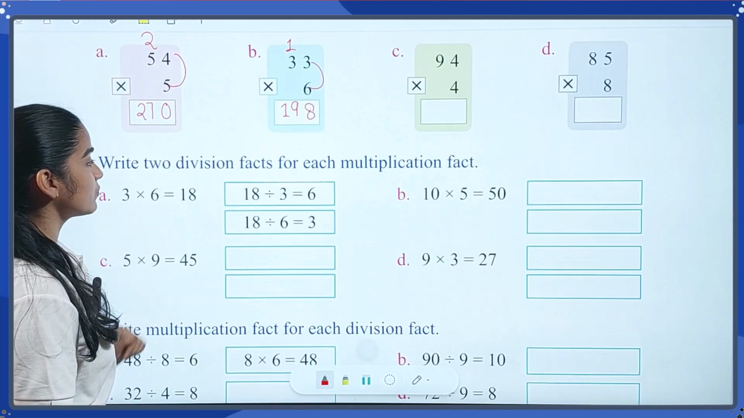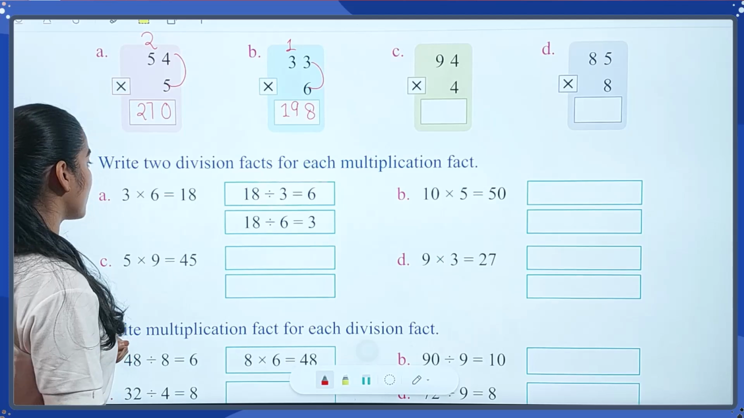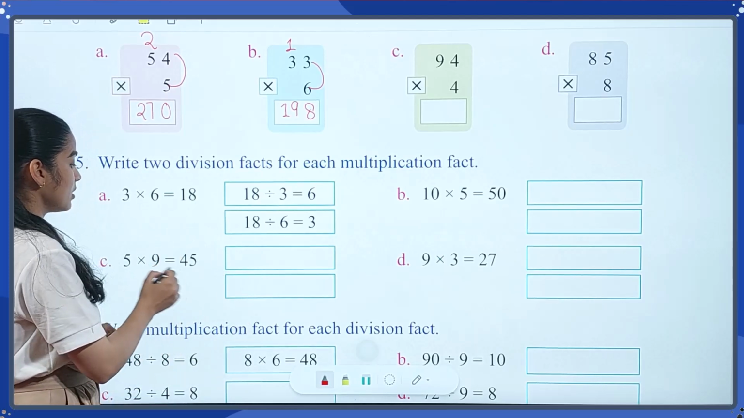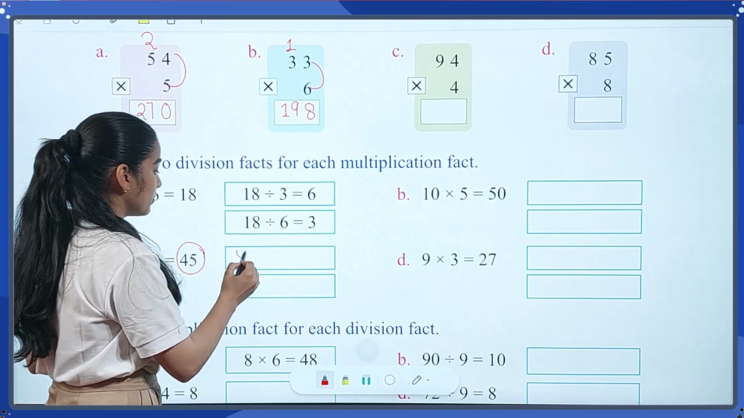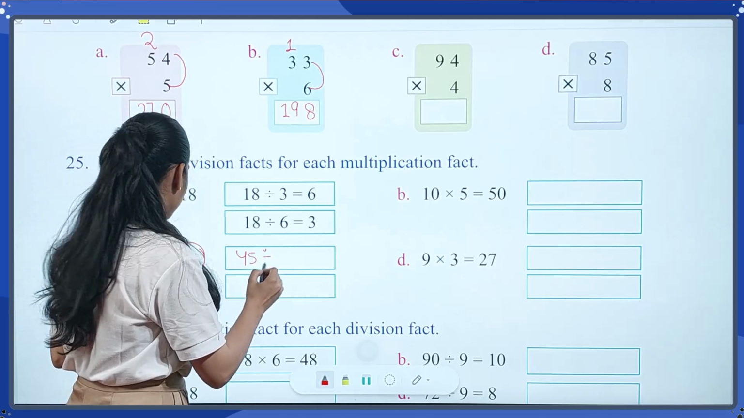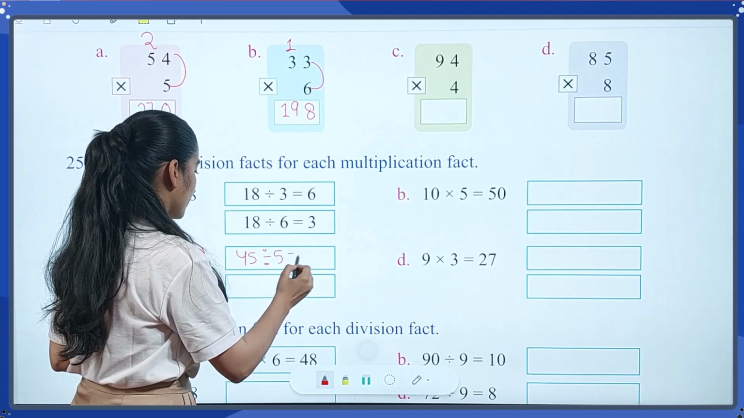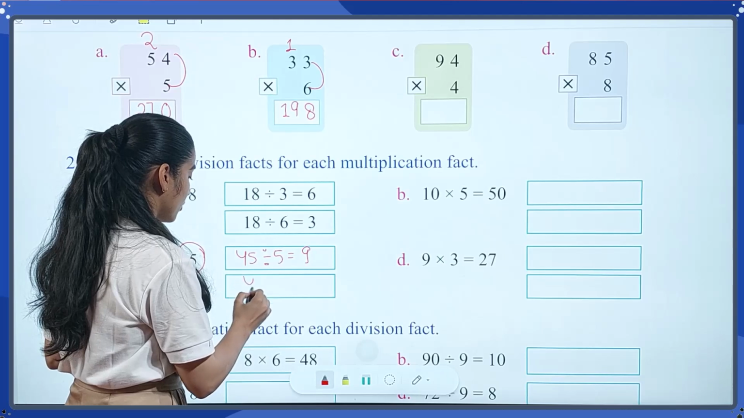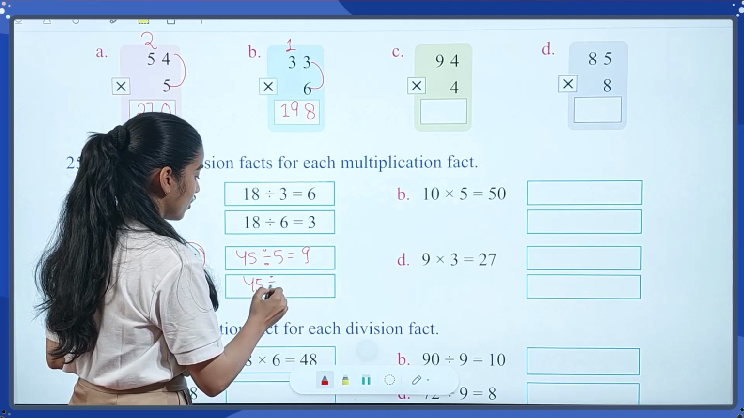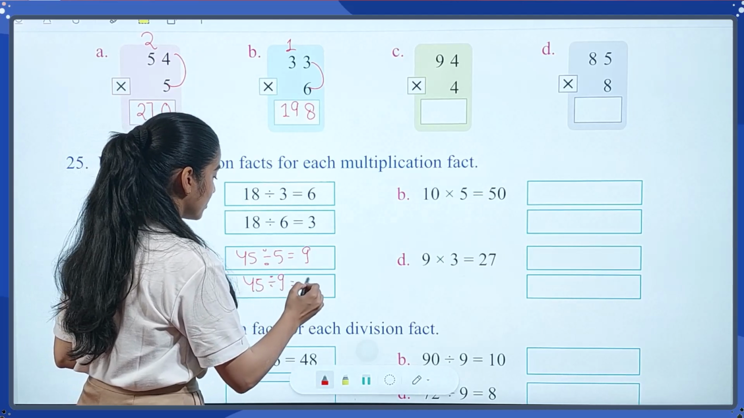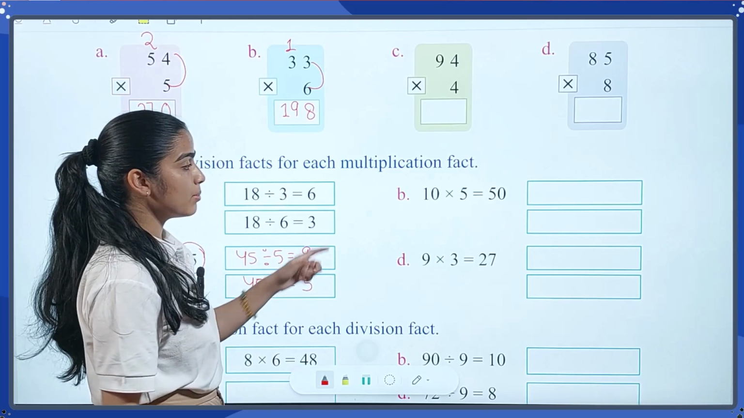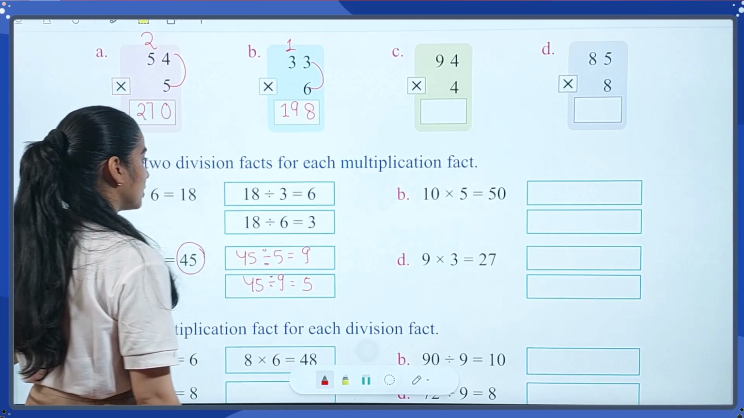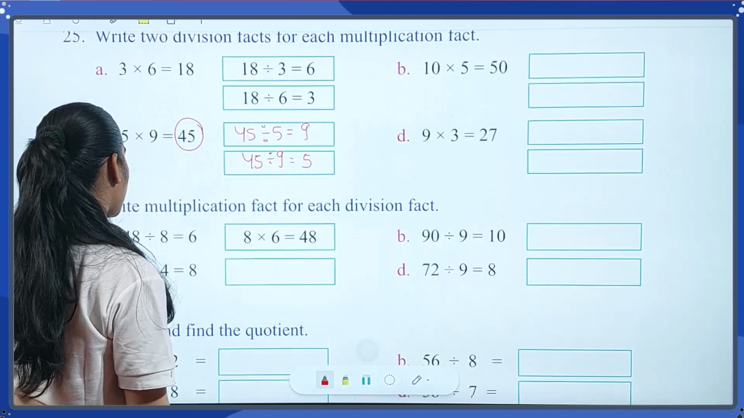Write two division facts for each multiplication fact. Each division fact means 45 can be divided by 5. Your answer will be 9. And 45 could also be divided by 9. Your answer will be 5. So in the same manner, you have to write the division facts for B and D parts.